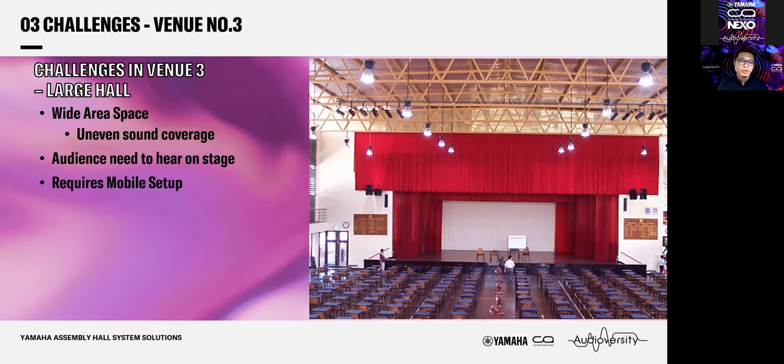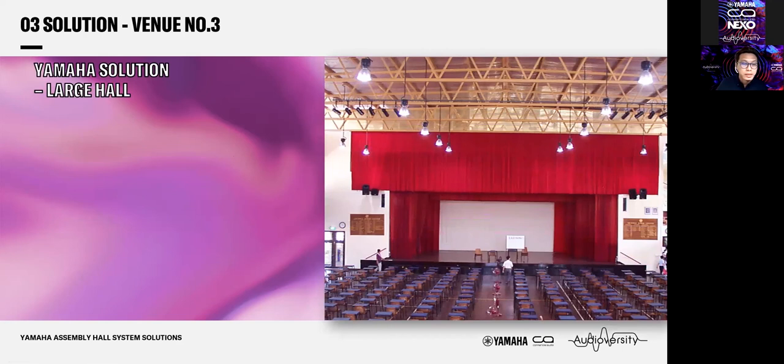In the case of a community center, there are many different activity groups that share this same hall. So in this case number 3, this application is meant for speech and all types of performances. Okay, let's get to the solution.